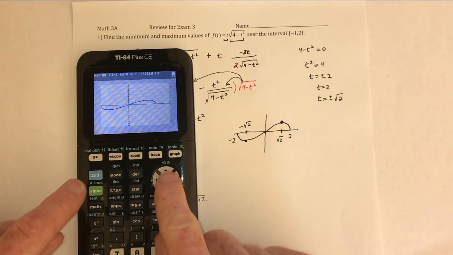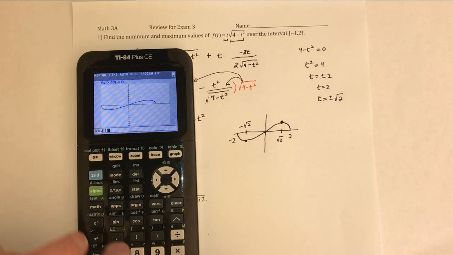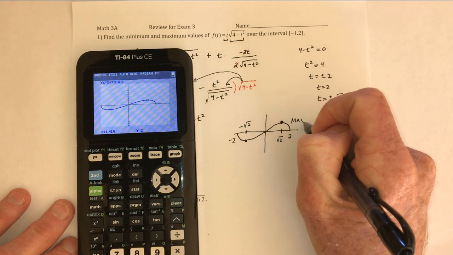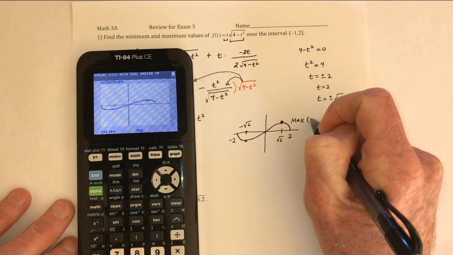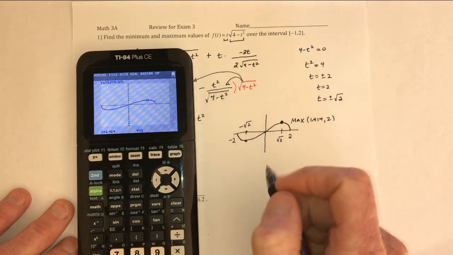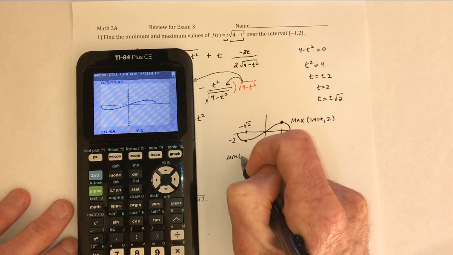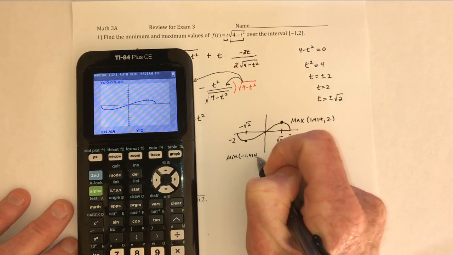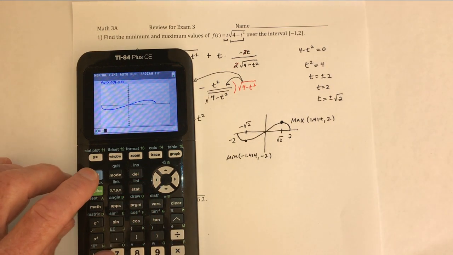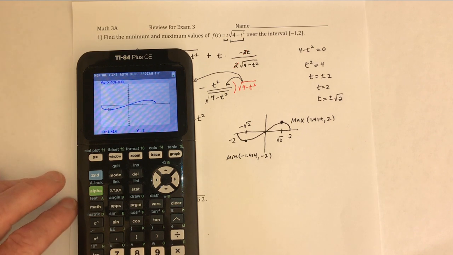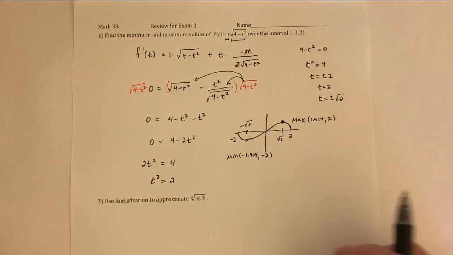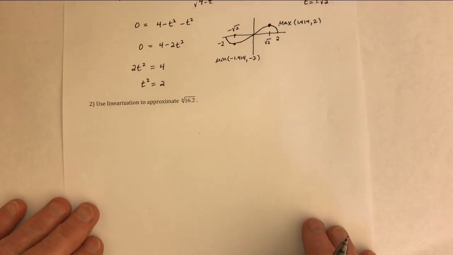Let's see how my prediction works out. Trace, take the square root of 2. So that's the maximum. So there's a maximum at 1.414, comma 2. And then this one, because it's symmetric, should be negative 1.414, comma negative 2. So let me make sure. Do the negative square root of 2. And yes, negative 1.414 and negative 2, that's the minimum. All right, we're already halfway done with this page.